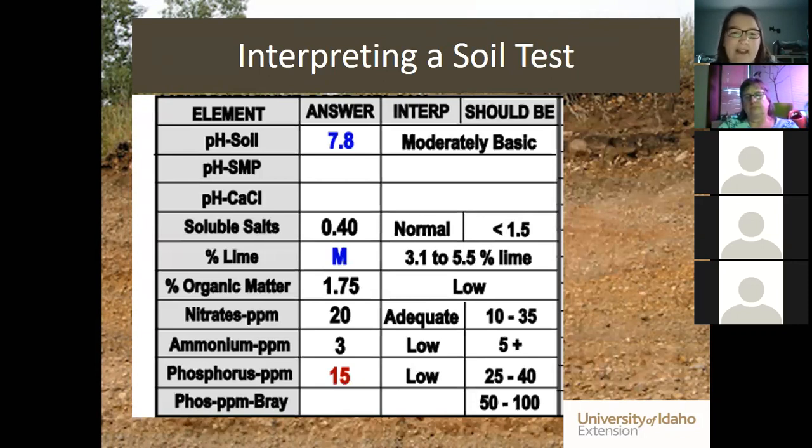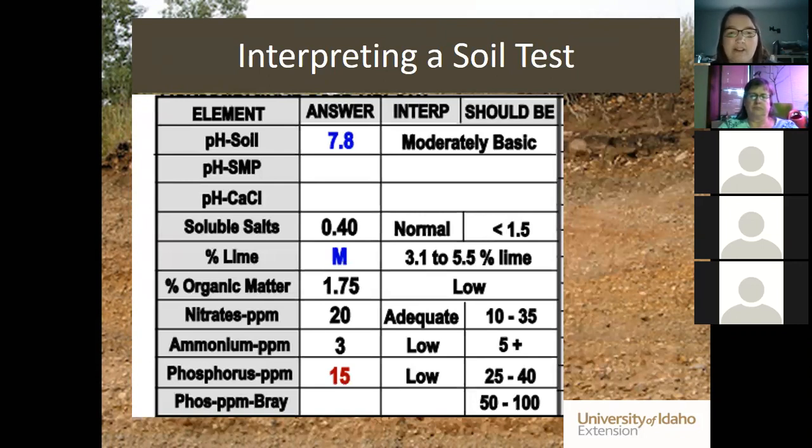Percent lime, this one just says moderate. It doesn't give you a number, but they're wanting to see between 3.1 to 5.5% lime. If this lime number is really high, that means you're not going to be able to change the pH of your soil in any appreciable way. So it's like having a lot of Tums in there. You know, no matter how much more acid you put in, it just keeps neutralizing it.